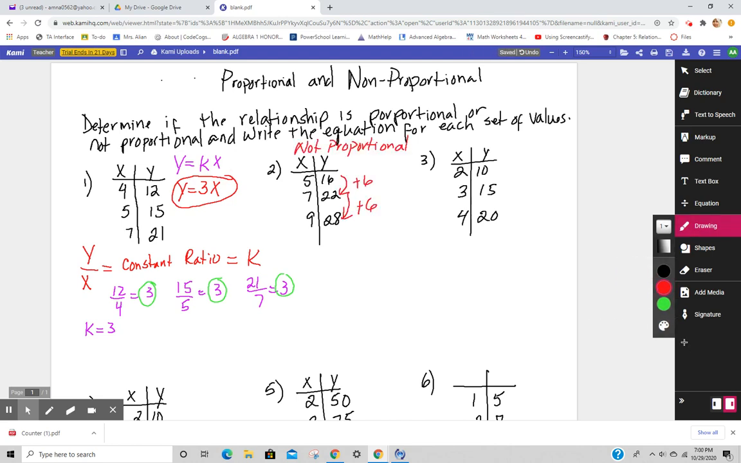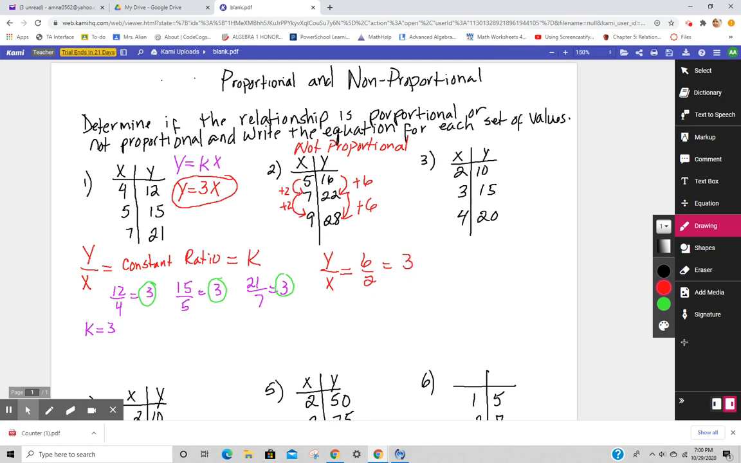Okay, so let's see, how is this number changing from 5 to 7? We'll add 2. From 7 to 9, add 2. Because this is not proportional, what we're looking for is called the constant rate of change. And the constant rate of change is determined the way we determine the constant ratio, y divided by x. So we'll have 6 divided by 2, and our constant rate is 3.